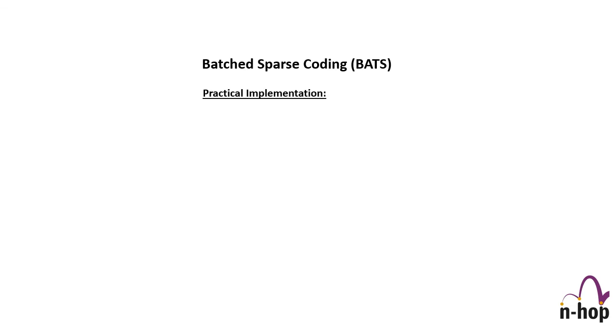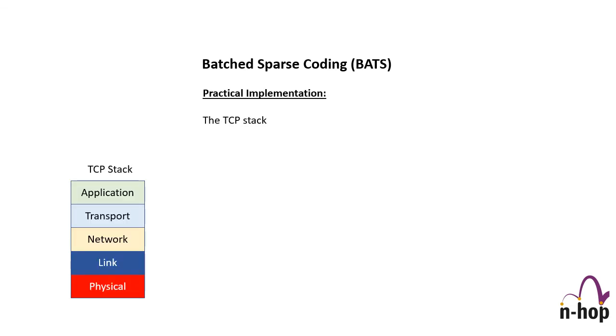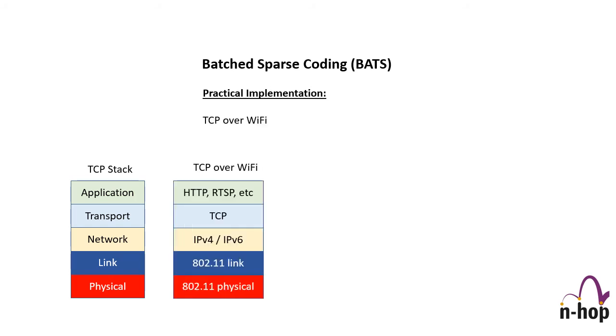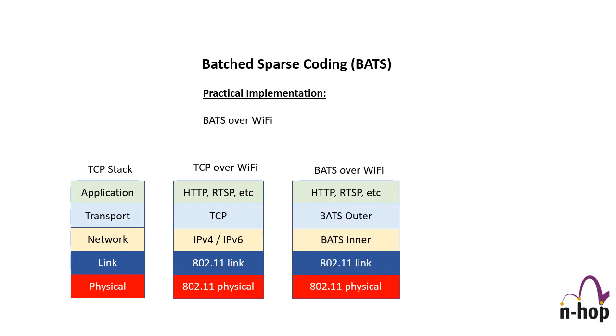Turning to practical implementations of BATS, a very important feature is that there are no changes to the bottom two layers in the TCP stack, the link layer and the physical layer. So for example, if we look at how TCP operates over a Wi-Fi link and compare it to BATS operation, you can see that the differences only affect the transport layer and the network layer.